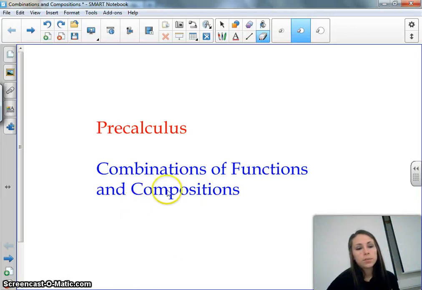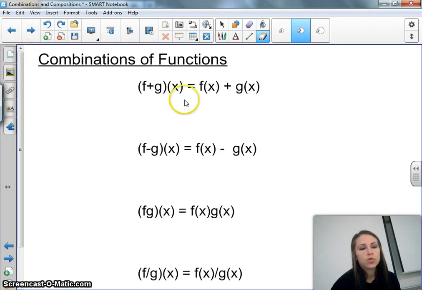Alright, so we're going to start combinations and compositions of functions. Hopefully this is something that you've done before in Algebra 2, and this is just a refresher. We're going to look at numeric combinations and algebraic combinations, and the same with compositions. These are the 4 ways you can combine functions, with addition, subtraction, multiplication, or division. These are also the 2 different ways that you can see them ask you to do those 4 things.